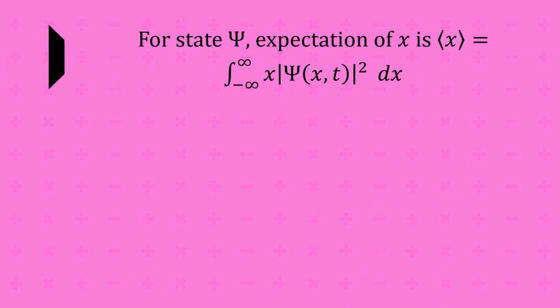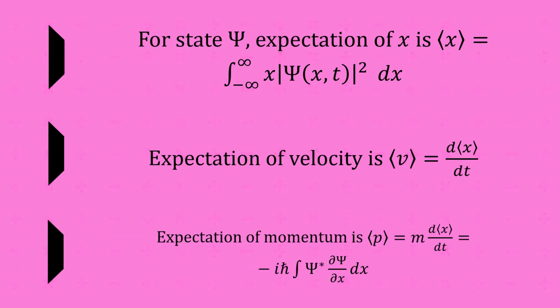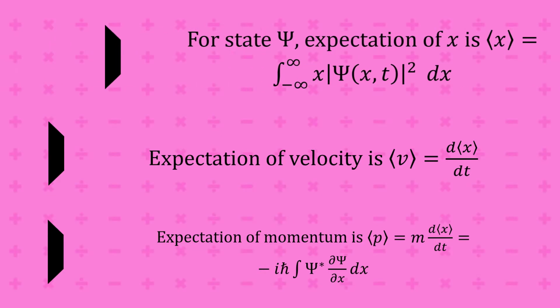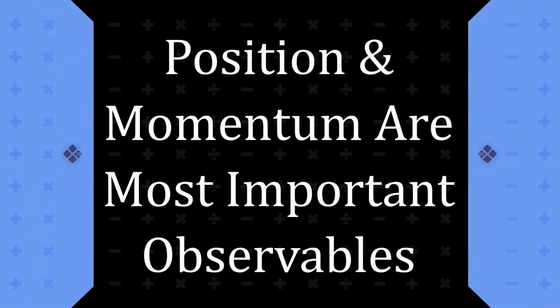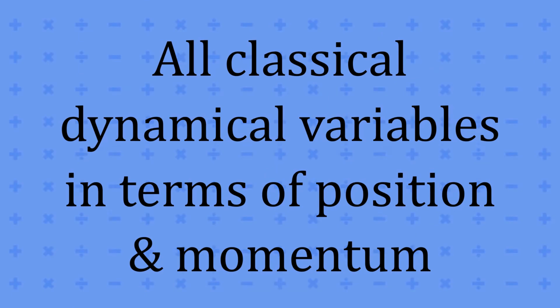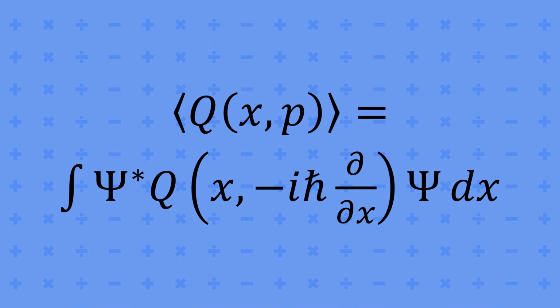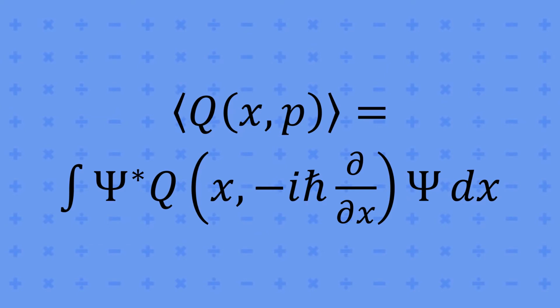For a particle in a state psi, the expectation value of position is given by this integral here. Next, the expectation of velocity is the time derivative of the expectation value of position. Also, the expectation of the momentum of a particle is given by these expressions here. Next, let's discuss why position and momentum are the most important observables. All classical dynamical variables can be expressed in terms of position and momentum. Therefore, to calculate the expectation value of any such quantity, we replace p by minus h bar partial derivative with respect to x, and insert the resulting operator between psi star and psi, and then integrate.